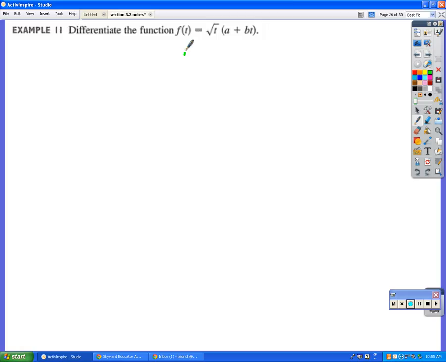But yeah, it's f of t, right, so it's telling you that f is a function of the variable t. So the first thing that I'm going to do is rewrite that once again with an exponent instead of using the square root symbol. And then in this case, what do we do? We're going to have to do the product rule.